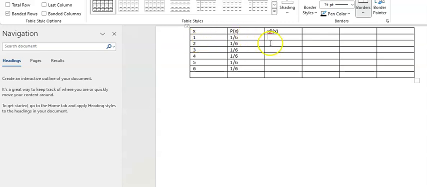So 1 times a sixth is still a sixth. 2 times a sixth is 2 sixths. Remember, you're just multiplying 2 over 1 times 1 over 6. So the 2 is only multiplying times the top. Now, I could reduce that, but I'm not going to because it's going to make our sum easier if we don't reduce it. 3 times 1 over 6 is 3 sixths. 4 times 1 over 6 is 4 sixths. 5 times 1 over 6 is 5 sixths. And 6 times 1 over 6 is 6 sixths.